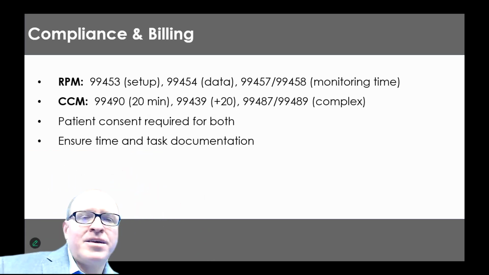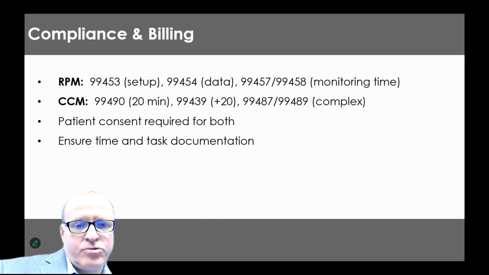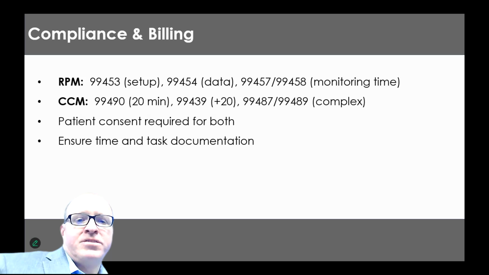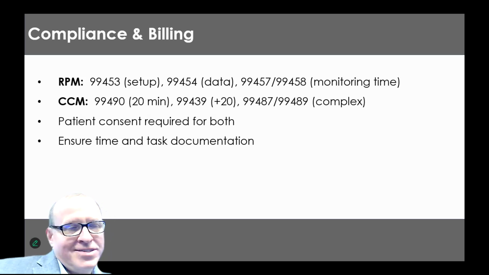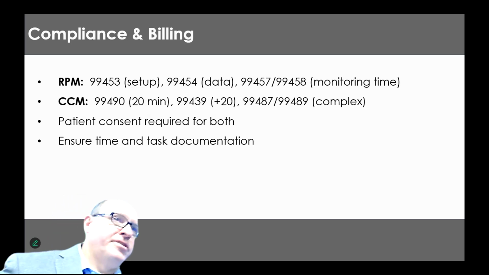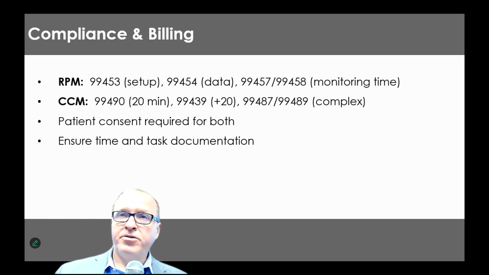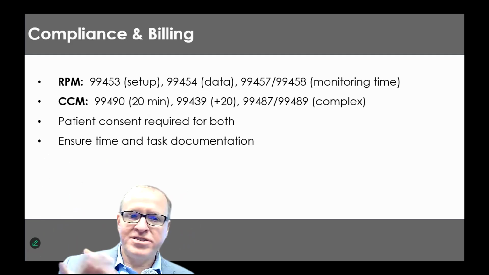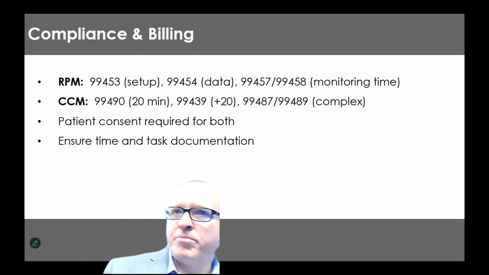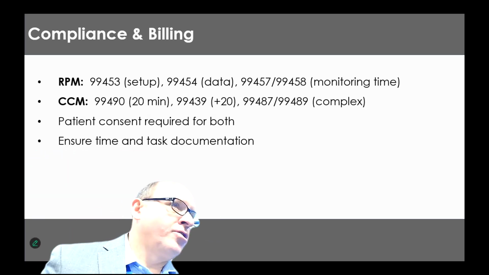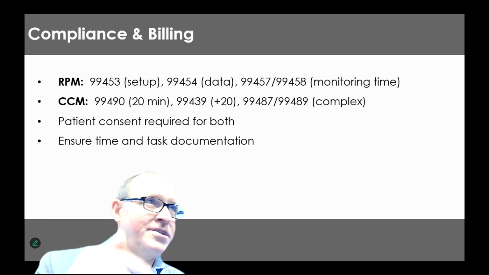CCM is kind of similar. There are similar codes to that: 20-minute codes, and then an additional code that can be used for each additional 20 minutes of time. And with CCM there are even more codes out there. There's even complex chronic care management. Depending on the severity of the patient, you might be able to bill a higher-level code. I don't really want to touch on that today. I want to focus on just the standard CCM and RPM. But depending on the severity of the patient's condition, there's a higher level of codes. It's not just CCM, it's CCCM.